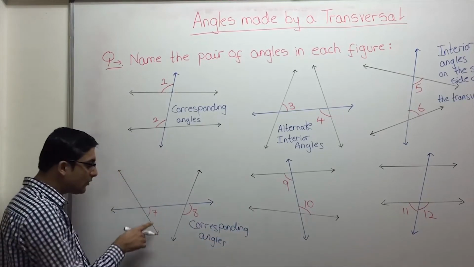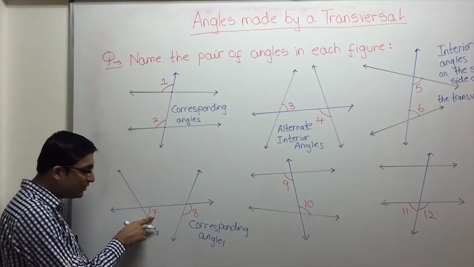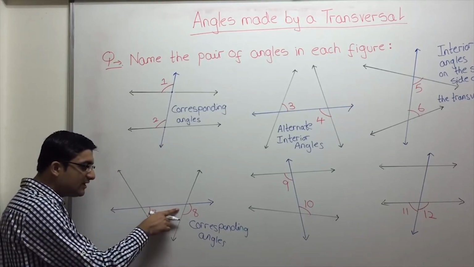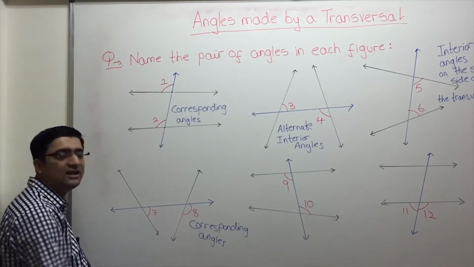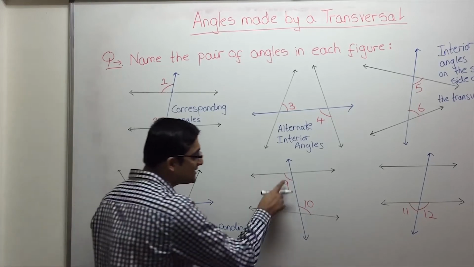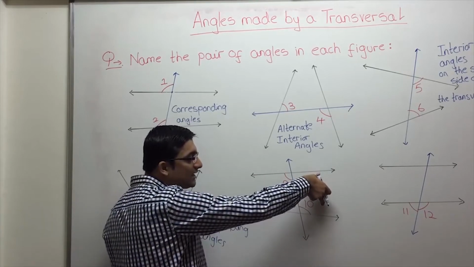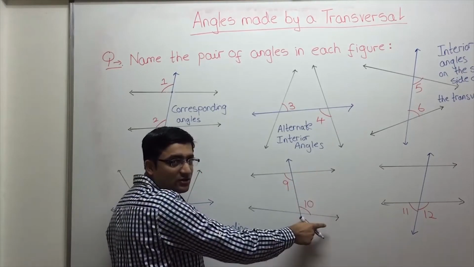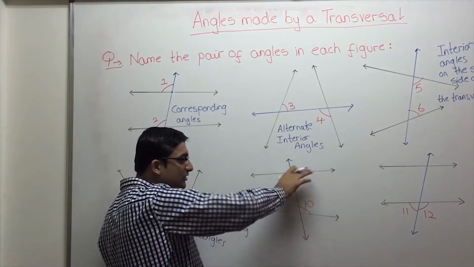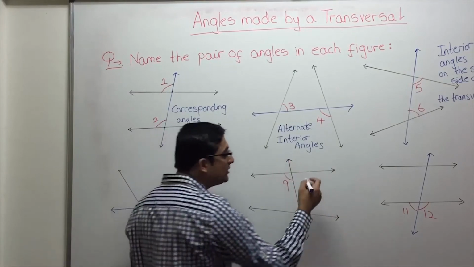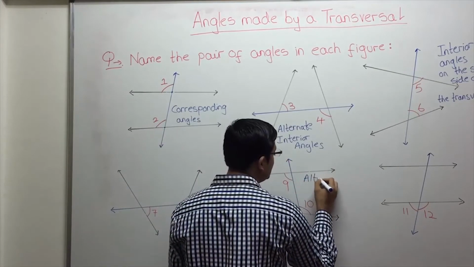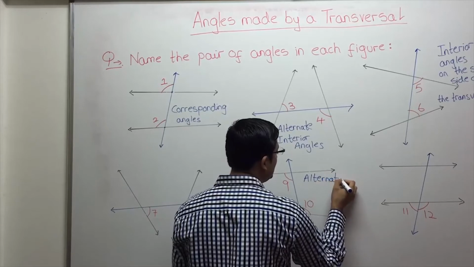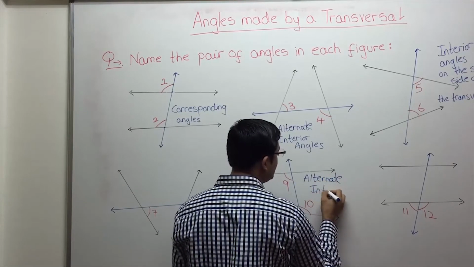If I ask you what is the angle corresponding to 7, on the same side of the transversal, leave the next angle, the next one. So 7 and 8 are corresponding angles. Next, angle 9 and 10. First of all, the angles are between the two lines. So interior, one is on the left side, other on the right side. So interior angles on different sides of the transversal, alternate interior angles.